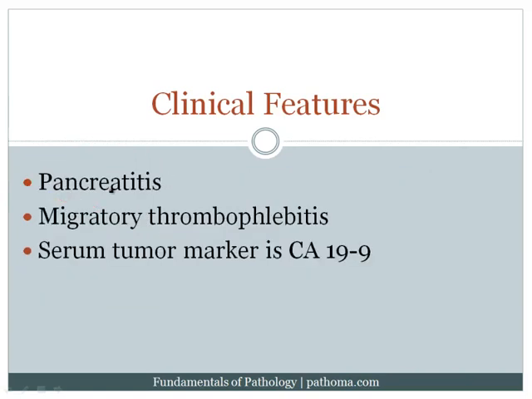Additional clinical features of pancreatic carcinoma is that it can lead to pancreatitis. Of course, if the tumor blocks the pancreatic duct, that would decrease the drainage of the enzymes, increasing the risk for premature activation. Patients can also develop migratory thrombophlebitis. This presents as swelling, erythema, and tenderness in extremities, and it's seen in about 10% of patients. And finally, it's important to note that the serum tumor marker for pancreatic carcinoma is CA19-9.